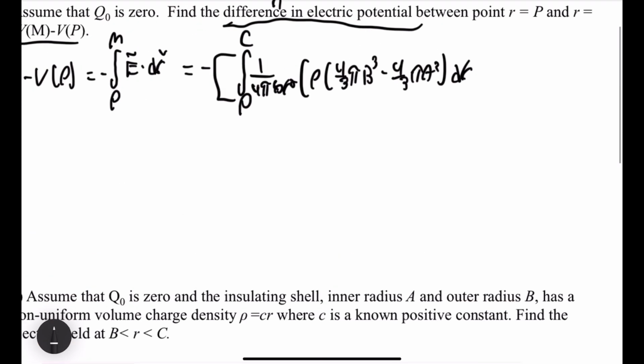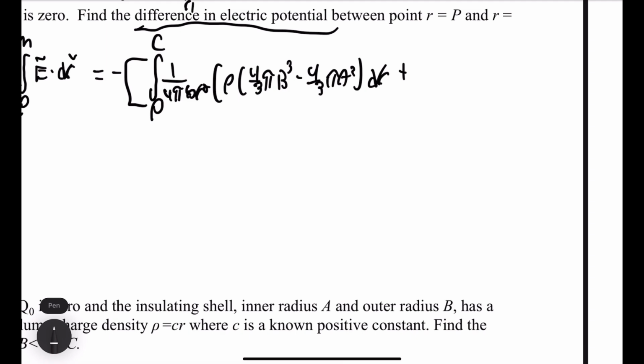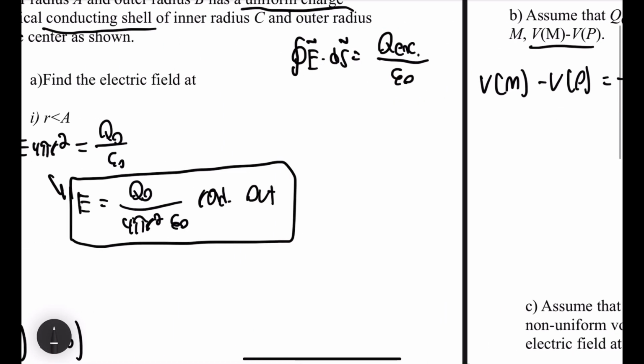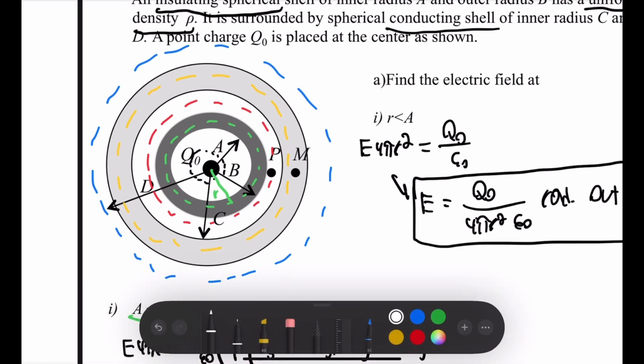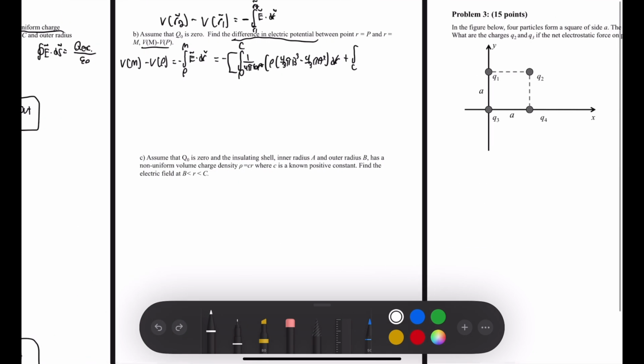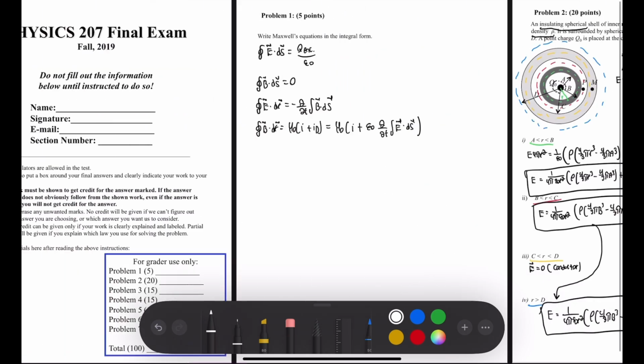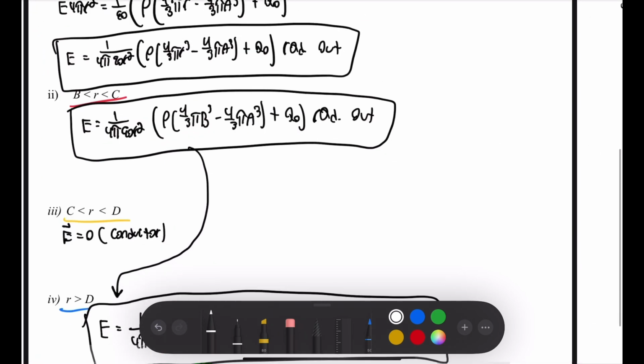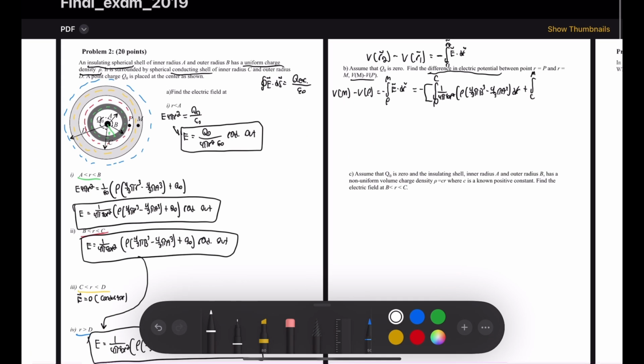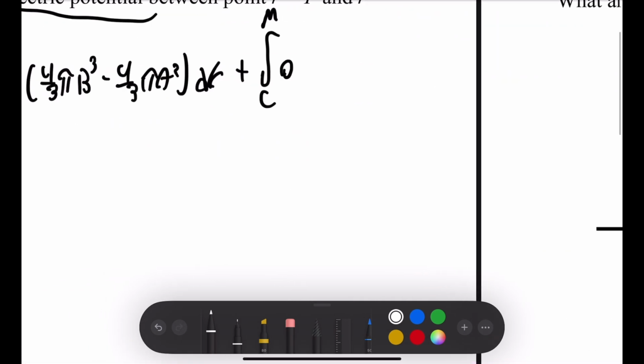Okay? And then our next integral is going to start at C. This one I'm drawing in green. This is C right now. And we want to go to point M. So we're just going from C to M, because M is less than D. We know that M is in between C and D, and we found that the electric field between C and D is 0, it's a conductor. So this is just 0 dr. So this actually goes away. We don't really care about that.